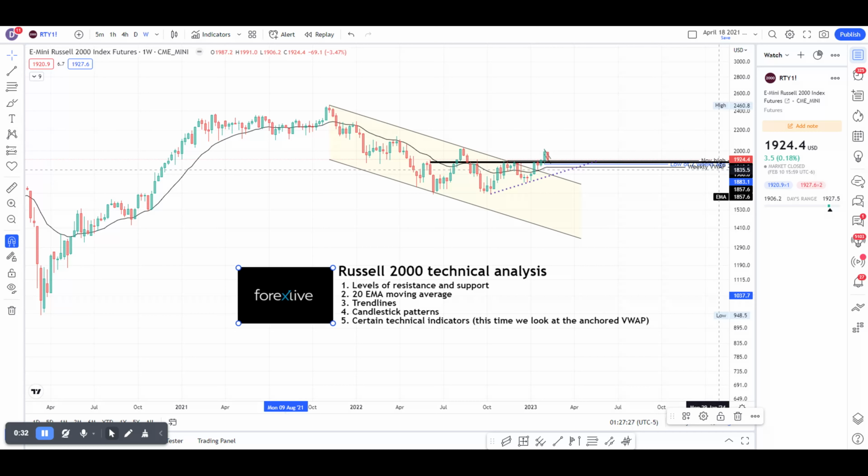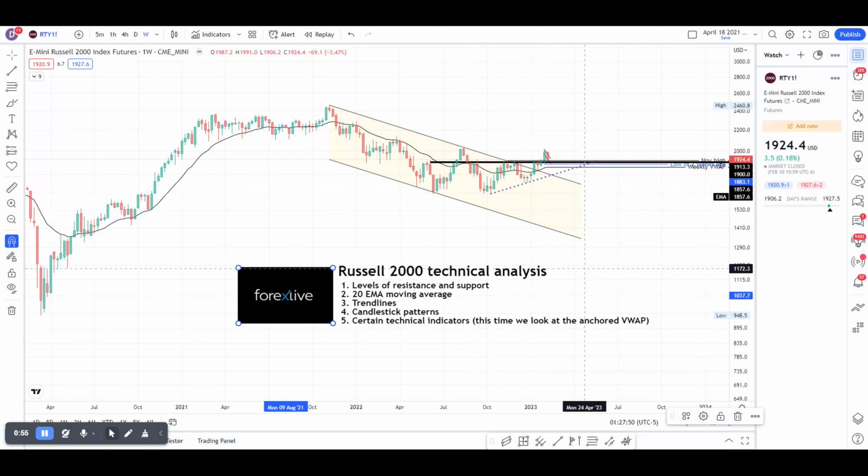I'm now on the weekly time frame. I've got this yellowish bull flag, which we broke out of, and we might be retesting. So that is one level of potential support to look at. It was a resistance until it got broken, and now it is support.